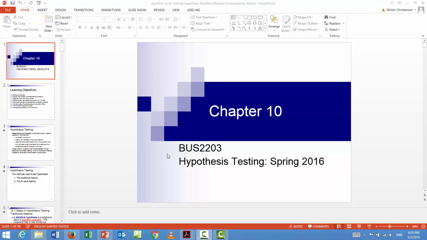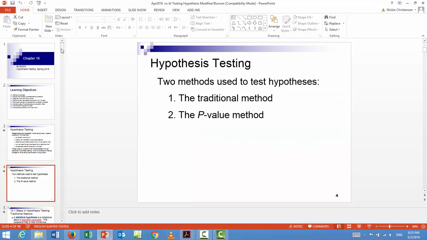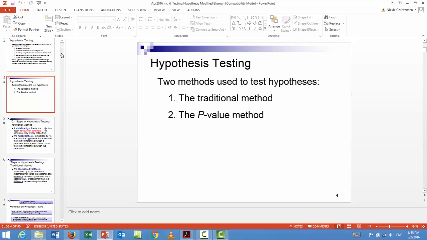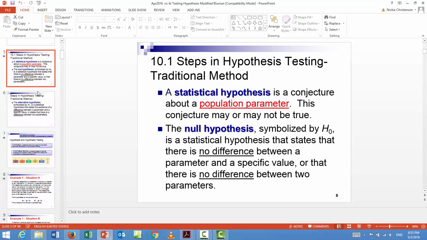This video is about how to state the null and the alternative hypothesis in hypothesis testing. For both methods of hypothesis testing, the first step is to state the null and the alternative hypothesis.